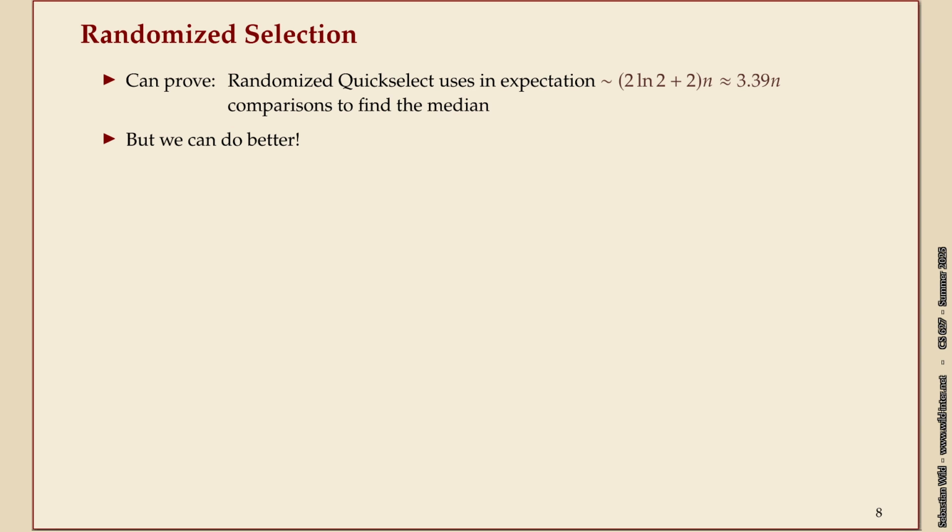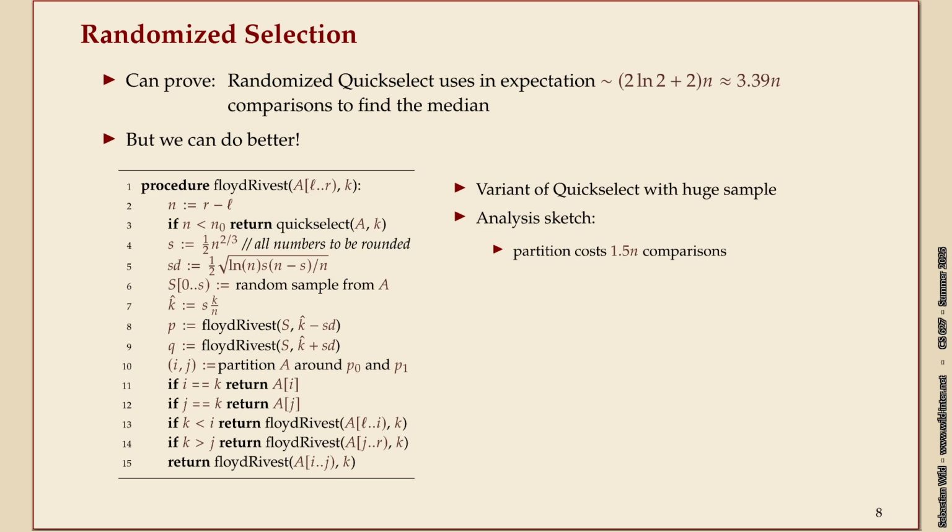The last bit to drive home is randomized algorithms. The one we've seen, quick select, it doesn't actually beat this bound. In expectation, you need 3.39n with quick select. But that's just because the algorithm is kind of wasteful and simple. You can do better. And I don't want to discuss the algorithm in too much detail because that leads us too far into analysis. The key idea is to take a large random sample from your array.